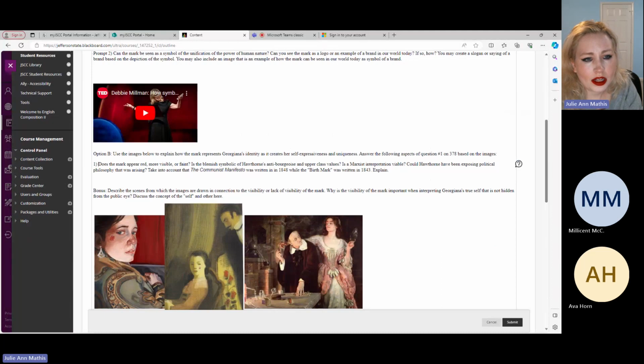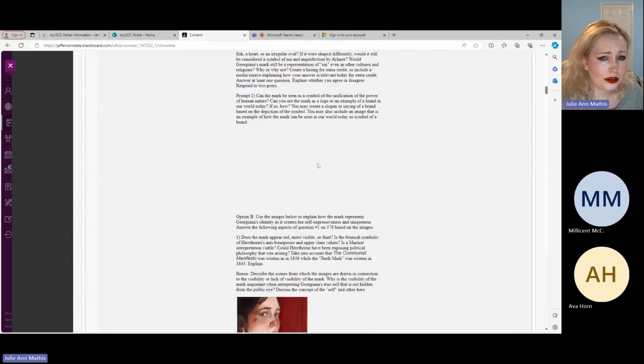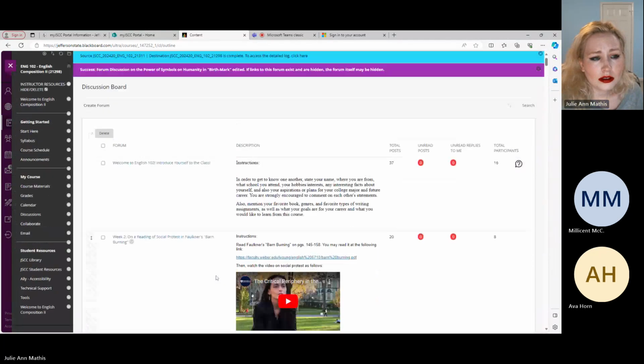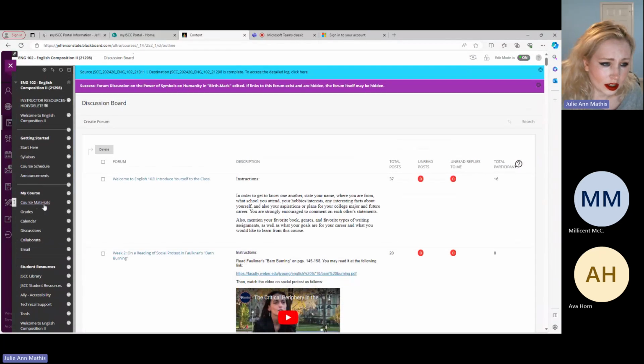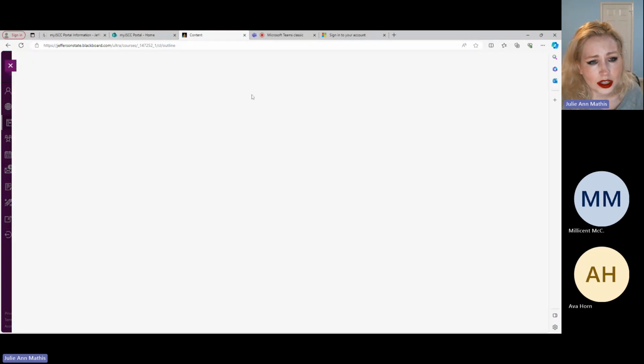Does the mark appear red, more visible, or faint? And then connect it to political ideology too, the symbolism. That's basically all that you do for the discussion for this week. You do need to read the birthmark to know how to answer the discussion, and it's on the symbolism of the birthmark. We'll talk about that in more detail. I just want to go through that.